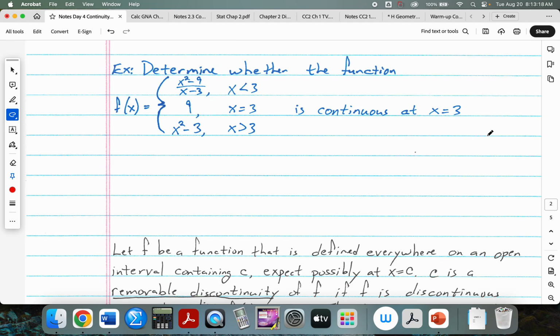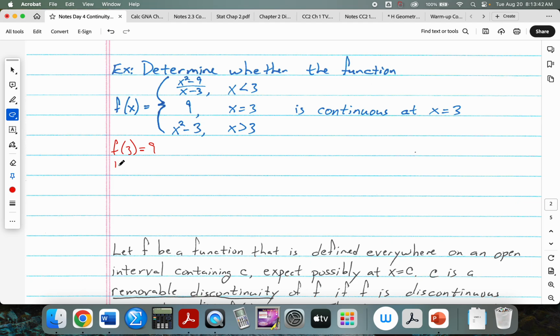So, first of all, what is f of 3? 9. It tells you straight up. It's defined that way. Well, if we're going to look at the limit as x approaches 3 of f of x, we need to look both from the left and from the right because it's defined two different ways.